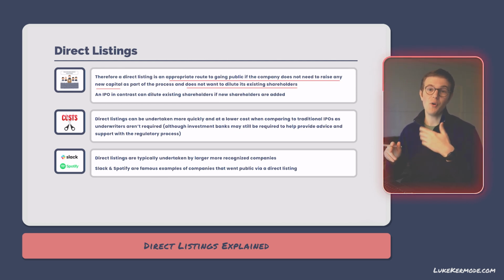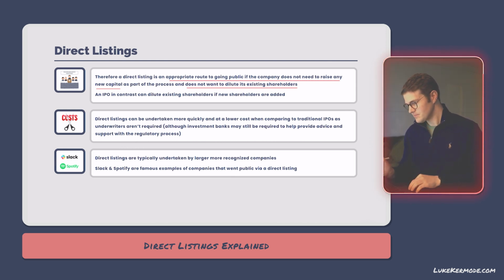Whereas a direct listing avoids this. You don't dilute the existing shareholders. They can still retain their stock and their ownership position in the company. Post direct listing, nothing really changes. If they are happy with their shareholding in the company, their ownership stake remains exactly the same. Whereas an IPO, in contrast, can dilute existing shareholders if new shareholders are added.